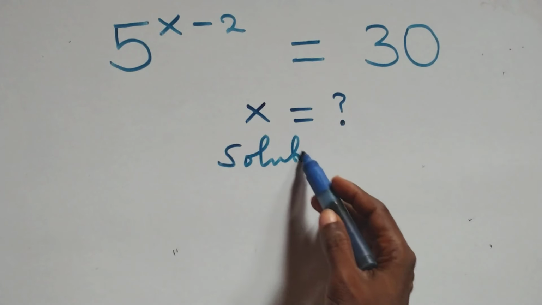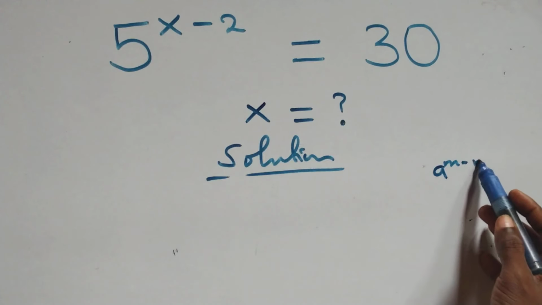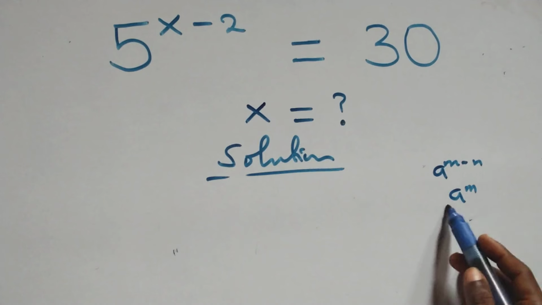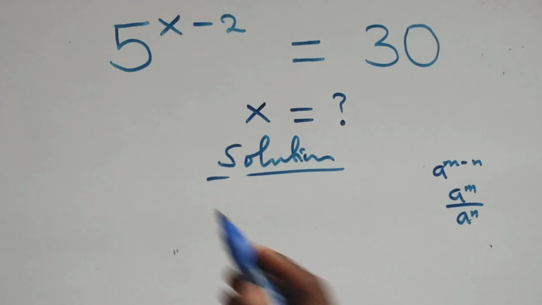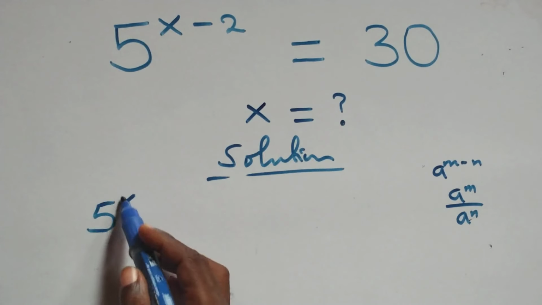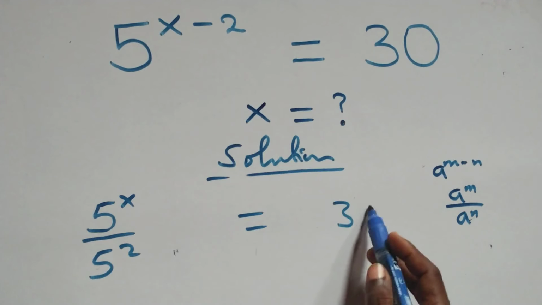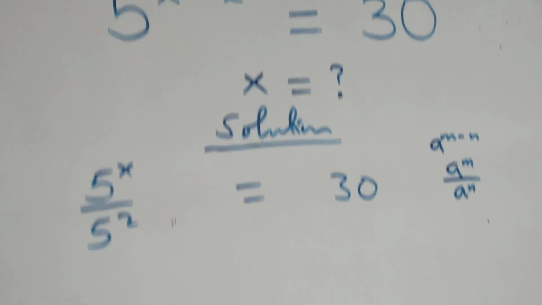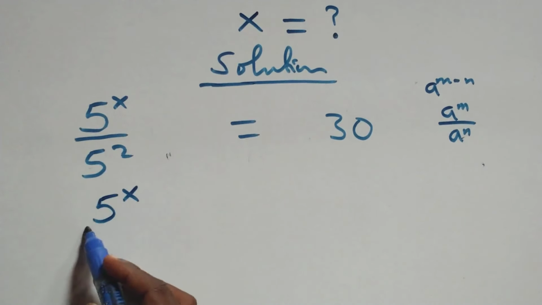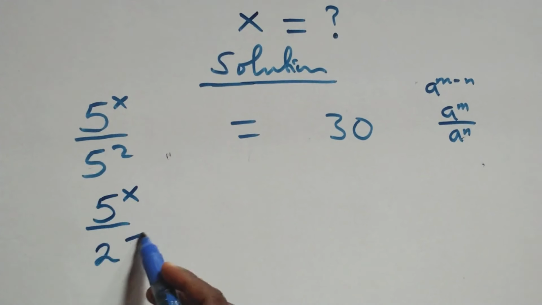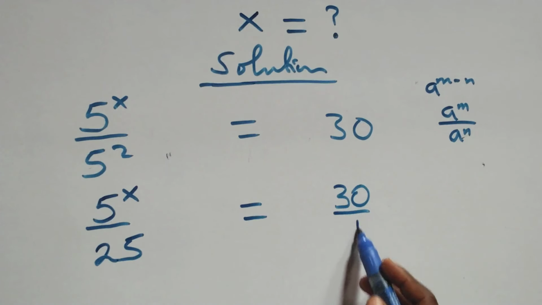Solution from here. What we have here, you can write this from a raised to power m minus n, same thing as a raised to power m over a raised to power n. That is, here this becomes 5 raised to power x over 5 squared equals 30 on this side. The next step, we can write this as 5 raised to power x over 5 squared, 5 times 5, that's 25, equals, here we can write this as 30 over 1.